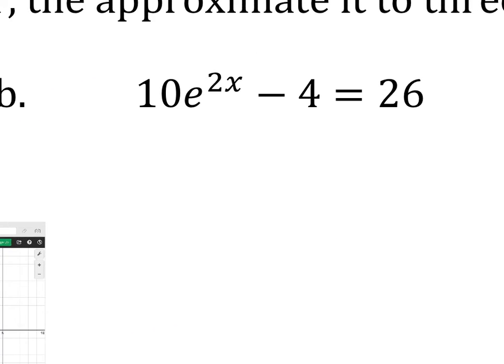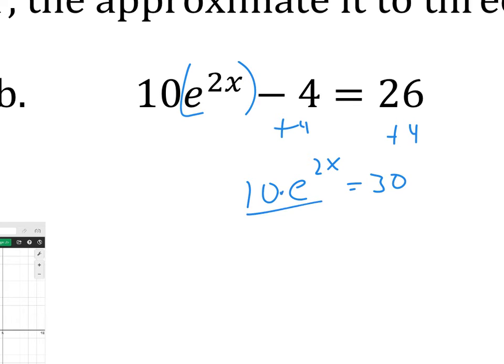What about base e? Well, let's get that e to the 2x all by itself. We've got to get the other stuff out of there. Add 4. So 30 equals 10 e to the 2x. Okay, don't go final log yet. This is 10 times, so let's divide by 10. And so now e to the 2x equals 3.